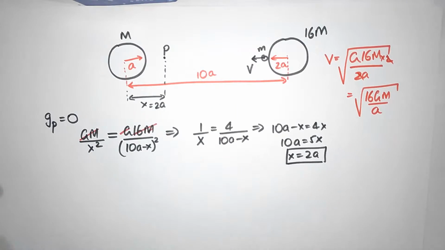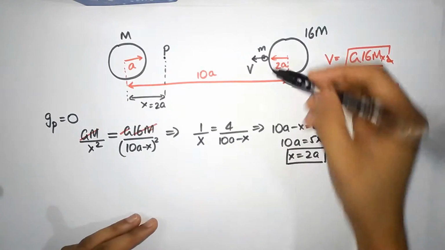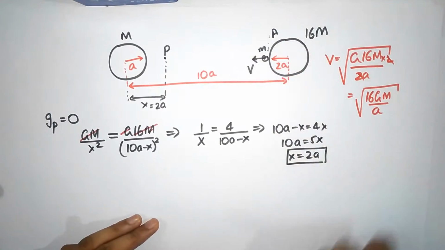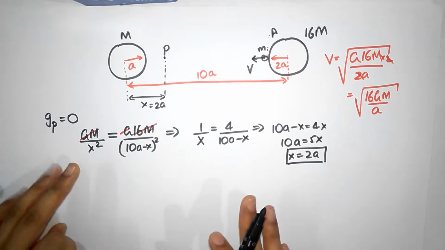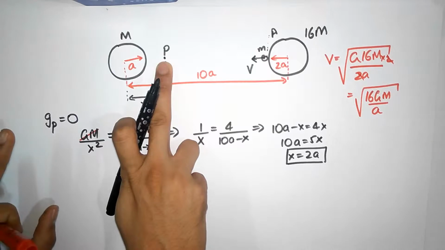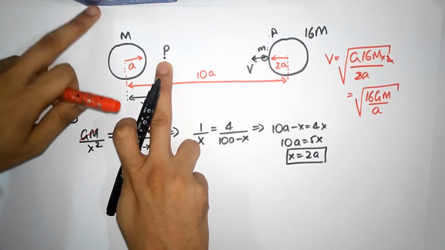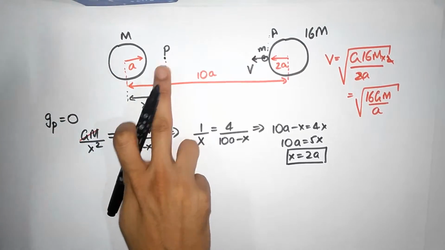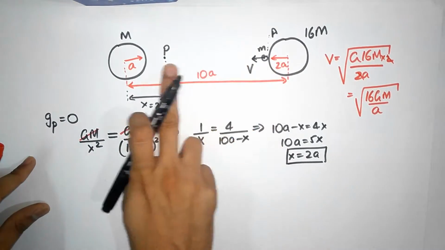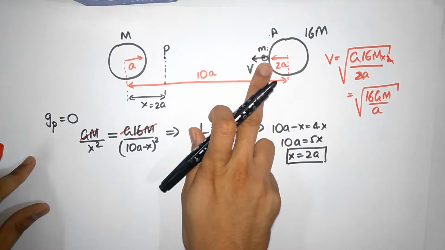So if I go a little bit towards the left of this, this guy's going to take over. If I call the point from which the object is shot point A, then all I need to make sure is that this object starts from A and reaches point P with zero speed. If it can do that, that will be the minimum. It has to reach here.